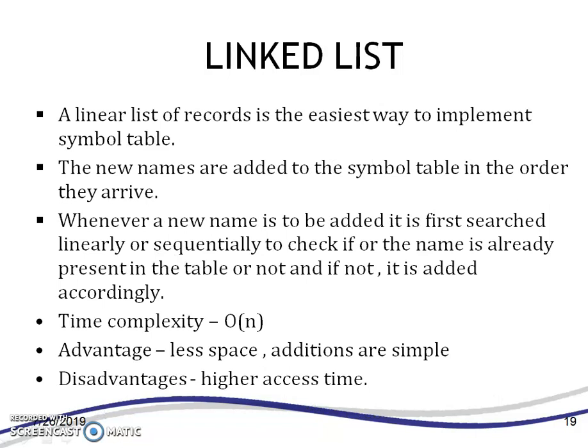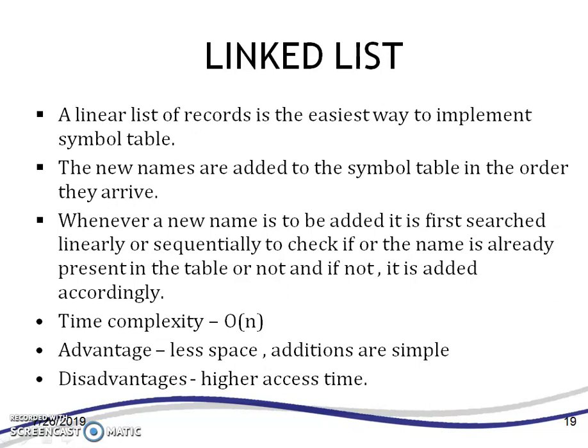So there are some data structures that we can use to implement a symbol table, like a linked list. Now, a linear list of records is the easiest way to implement the symbol table. New names are added to the symbol table in the order they arise. Whenever a new name is to be added, it is first searched linearly or sequentially to check whether the name is already present in the table or not, and if not, it is added accordingly.